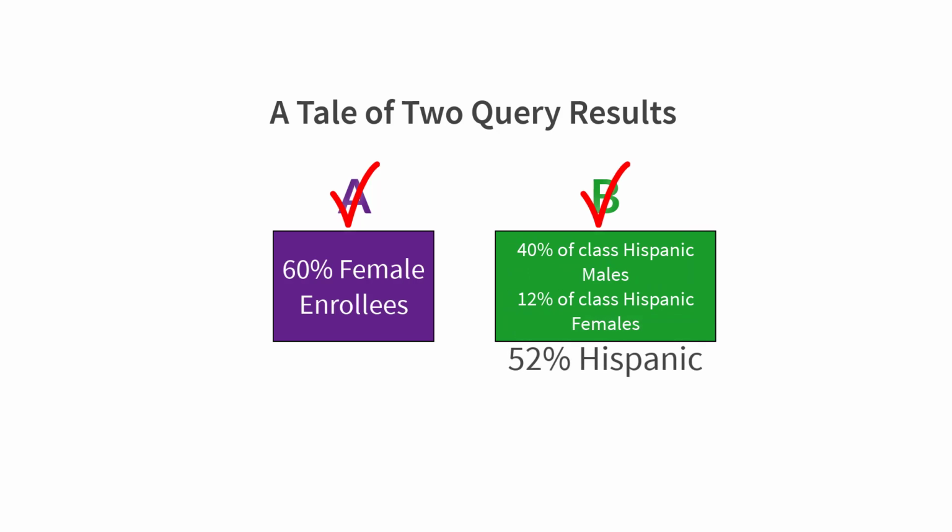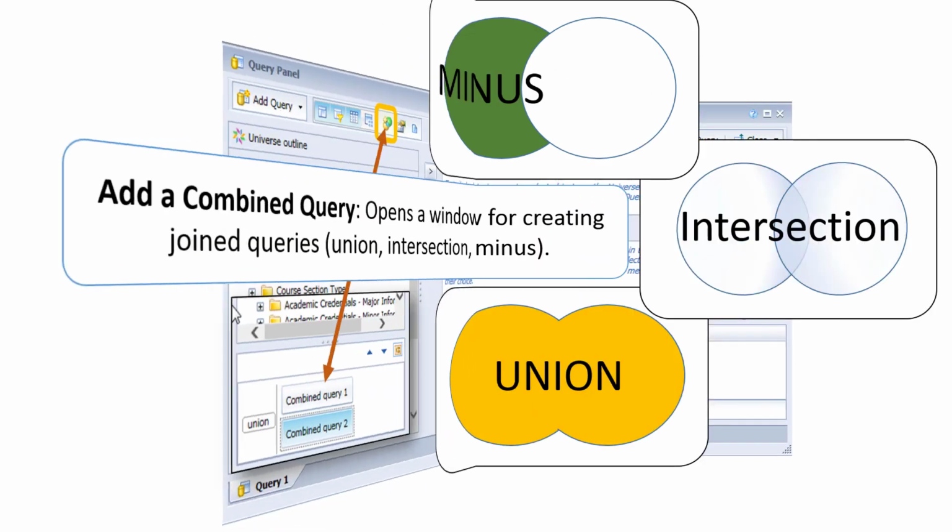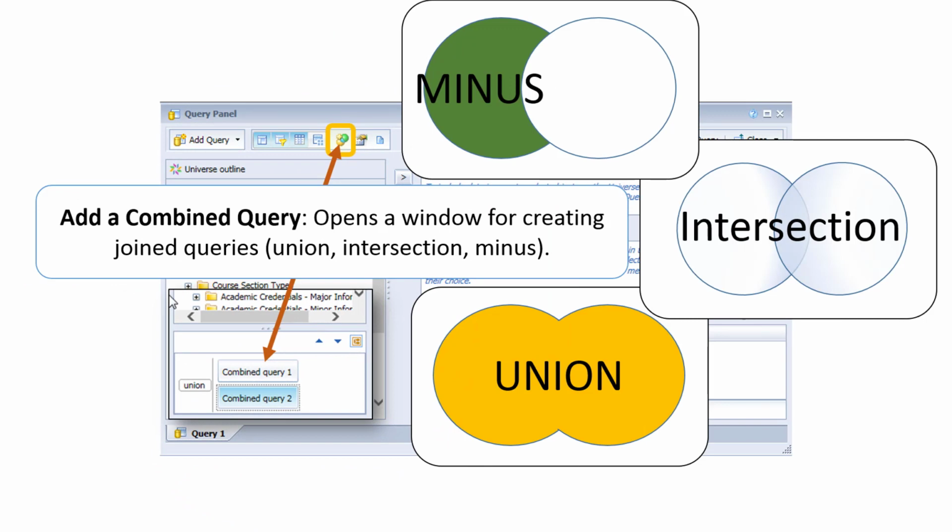females were Hispanic. And minus provides all the results from query A that do not appear in query B. This provides a list of all of the primarily female courses that weren't also primarily Hispanic courses.